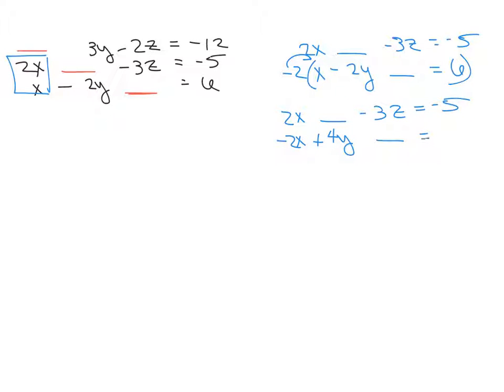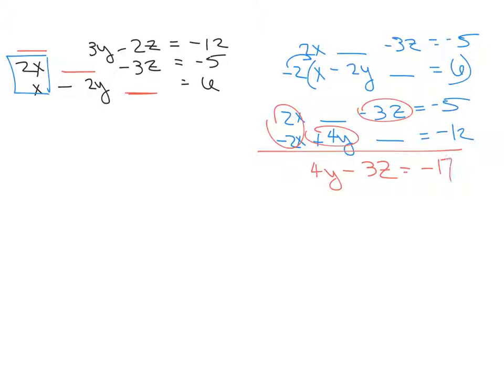Nothing there for z equals -12. Okay, and now I'm going to add. Those go away, and I have a 4y minus 3z, because I can't add these to anything, equals -17. Okay, so I'm going to hold on to that. I'm down to 2 variables there.